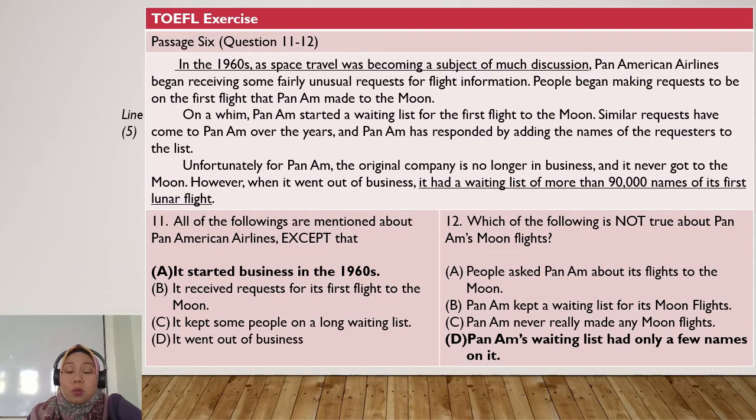Here, which of the following is not true about Pan Am's moon flights? Now, you can go from A, B, C, and then find D. Pan Am's waiting list had only a few on it. It had a waiting list of more than 90,000 names for its first lunar flight. So it's not true that Pan Am's waiting list had only a few people on it. So the answer is D. Okay, good. So the answer is D.